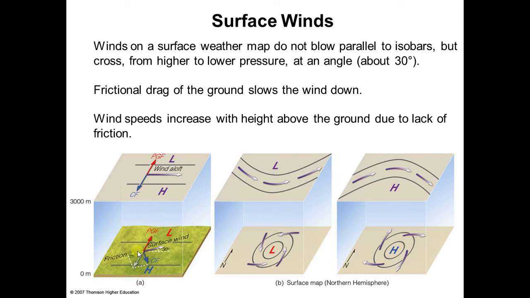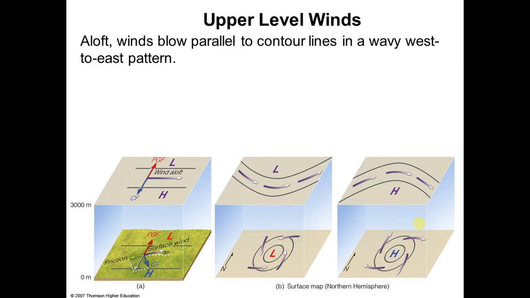Friction always acts in a direction opposite the direction of motion, because the sole effect of friction alone is to slow the wind down. But once that happens, that changes the direction of the wind, because the Coriolis force does not balance the pressure gradient force. And you see in the northern hemisphere, winds blow counterclockwise and inward around lows, clockwise and outward around highs. Aloft, though, winds blow parallel to contour lines in a wavy west to east pattern.